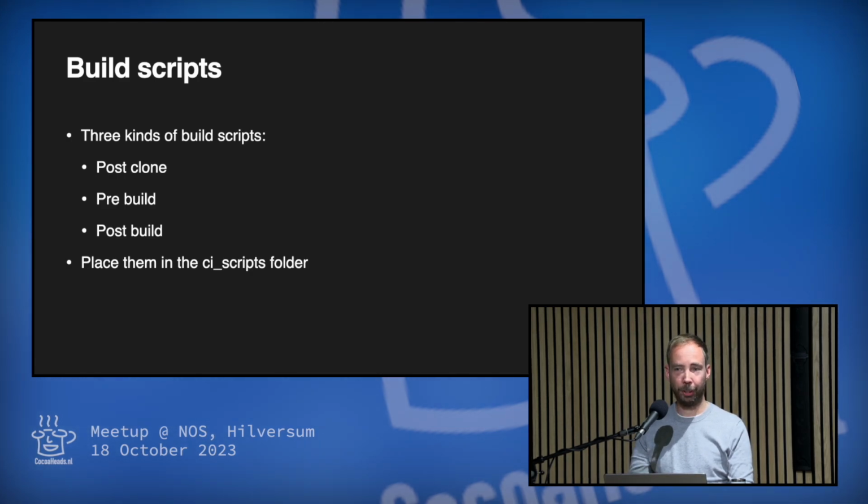Or maybe add an entry to a new property list or something like that. And pre-build is used to build additional dependencies, maybe. And then you have post-build. So even when the build fails, it will still execute, and you can then use it to process artifacts, stuff like that.